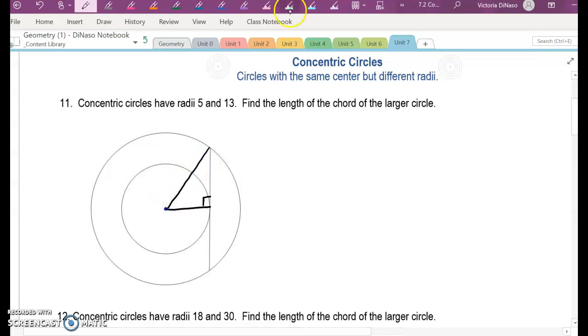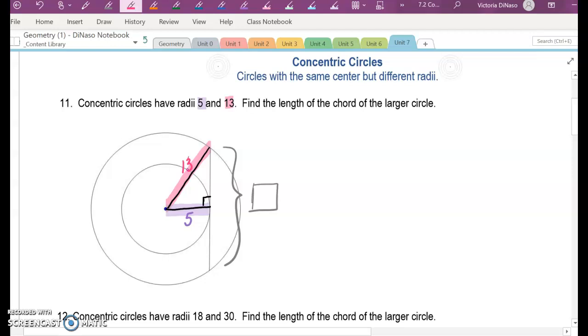Now, this smaller line right here is the radius of the smaller circle, therefore it gets the smaller number. The other line that we have, which is right here, that's the radius of the bigger circle, therefore that's going to get the bigger number. Every single time, what you're going to be doing is finding this whole thing right there. So again, we're going to put the 5 here, and I'm going to put the 13 right here.